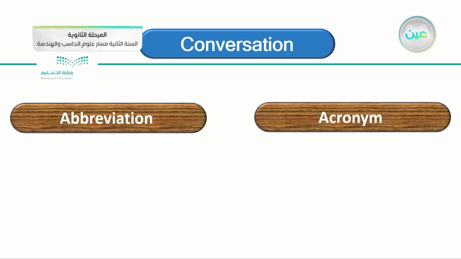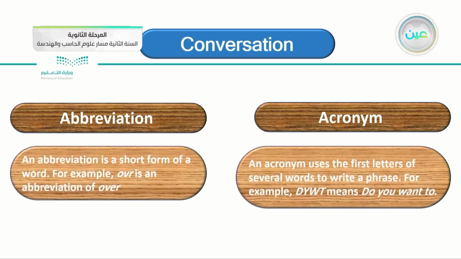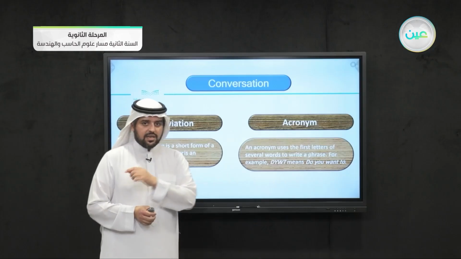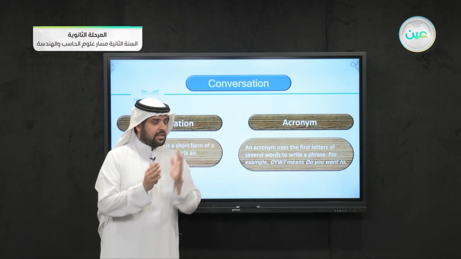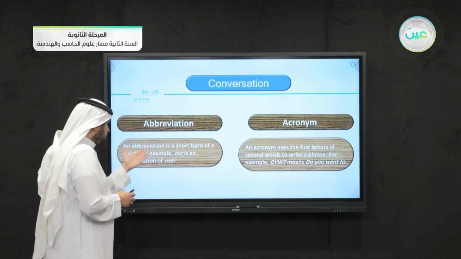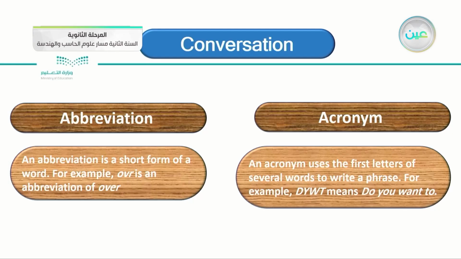So this is the meanings of abbreviation and acronym. An abbreviation and an acronym. There's a slight difference between them. An abbreviation is a short form of a word. For example, OVR is an abbreviation of over. It's not taking the first letter, no. It's shortening the word. An abbreviation, again, is a short form of a word. For example, OVR is an abbreviation of over.